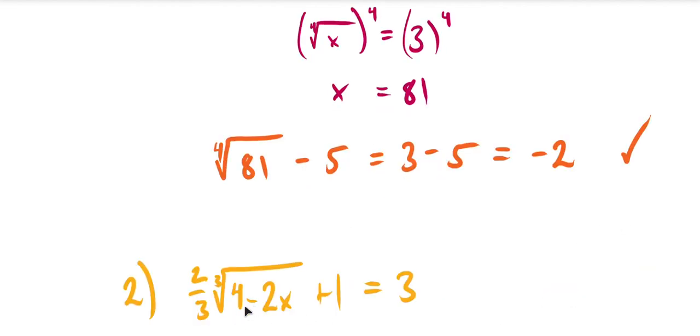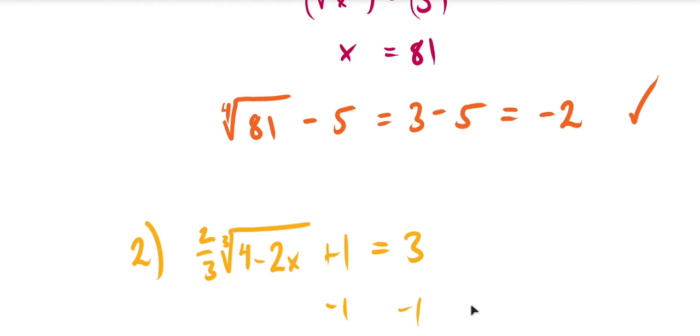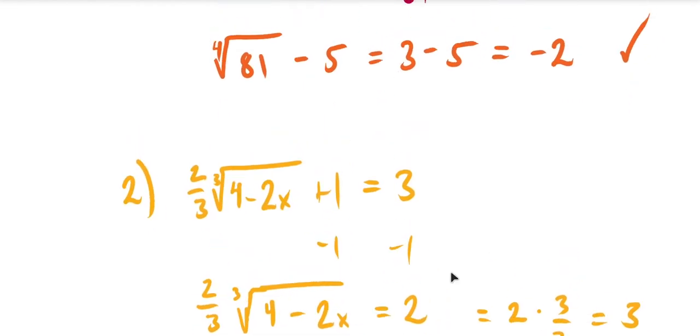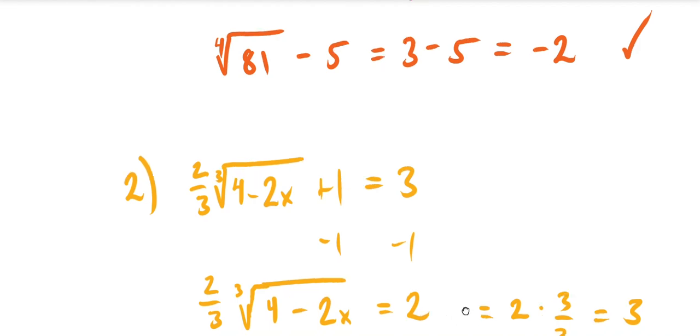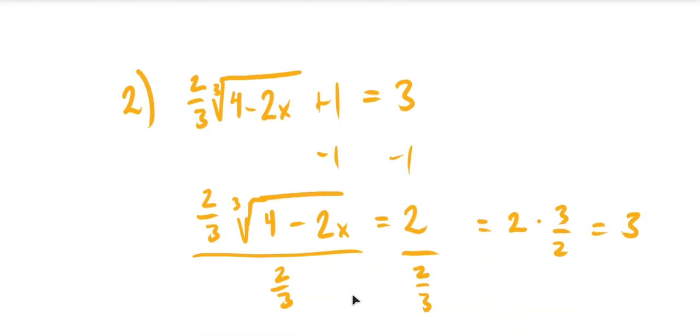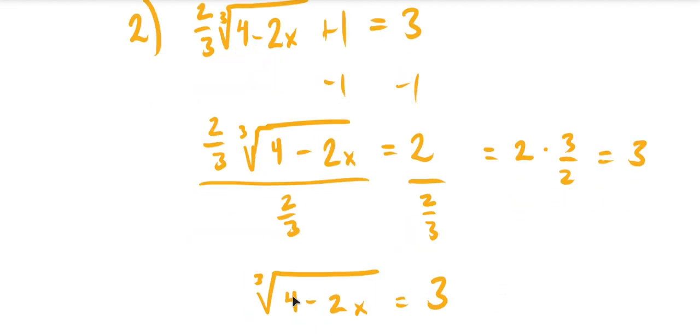So now we have some more numbers. First, we want to get down to this radical by inverse operations. We begin with the lowest, which is plus 1. We minus 1 from both sides to cancel. This gives us that 2/3 the third root of 4 minus 2x is equal to 2. Now, if we divide by 2/3 on both sides, that means multiplying by 3/2, which gives us 3. So this tells us that the cube root of 4 minus 2x is equal to 3.